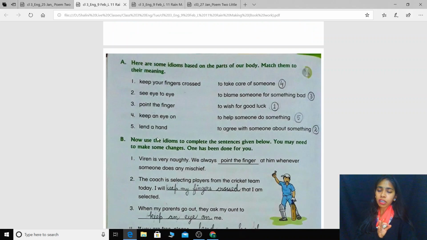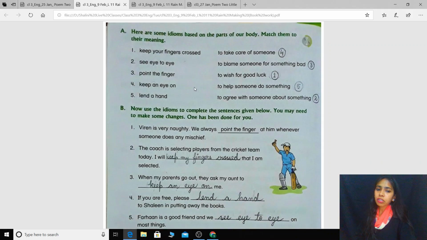Learn these, because the exam questions will come from these 5 idioms. Okay, so what are they? Like keep your fingers crossed. What is the meaning of keep your fingers crossed? It means to wish someone good luck. And see eye to eye means to agree with someone about something, that I agree with them, right?